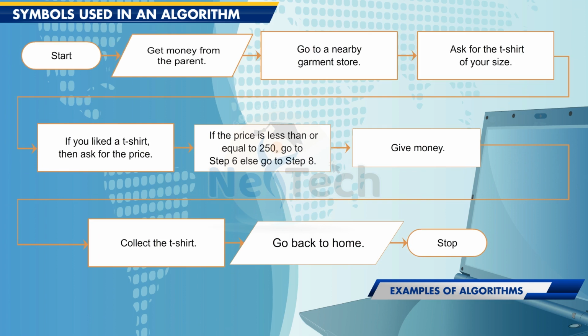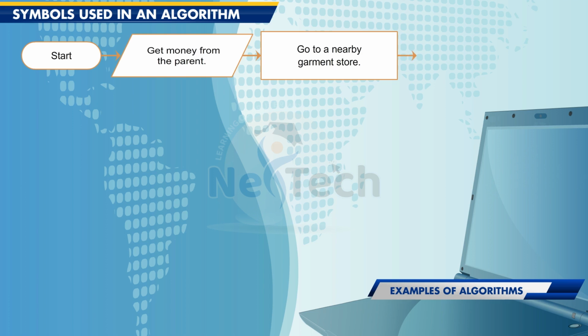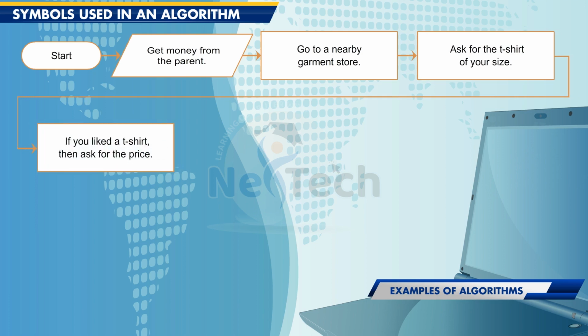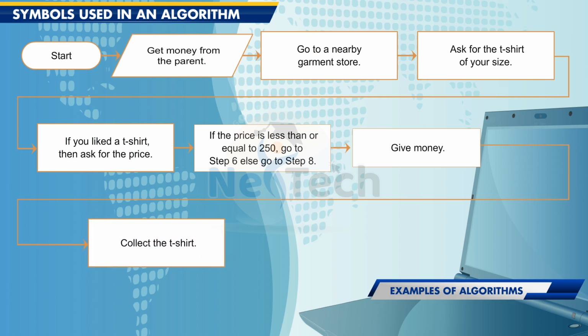Example 2. Write an algorithm to purchase a t-shirt up to Rs 250 from a garment store. Step 1. Get money from parent. Step 2. Go to a nearby garment store. Step 3. Ask for the t-shirt of your size. Step 4. If you liked a t-shirt, then ask for the price. Step 5. If the price is less than or equal to 250, go to step 6. Else, go to step 8. Step 6. Give money. Step 7. Collect the t-shirt. Step 8. Go back home.